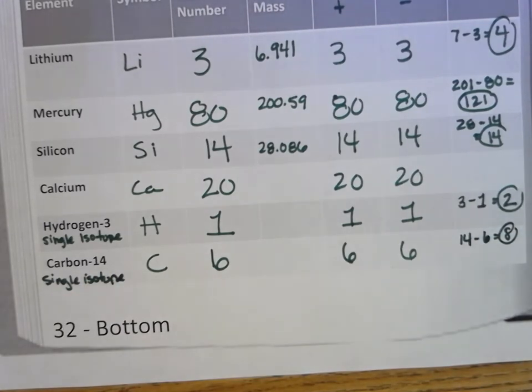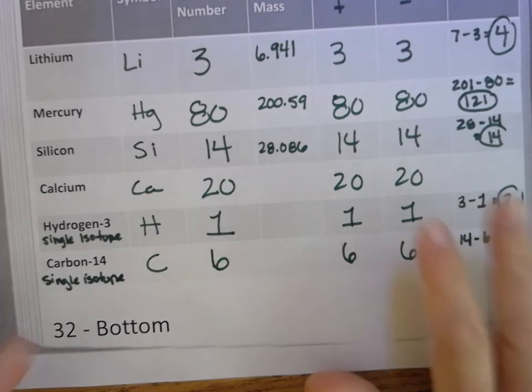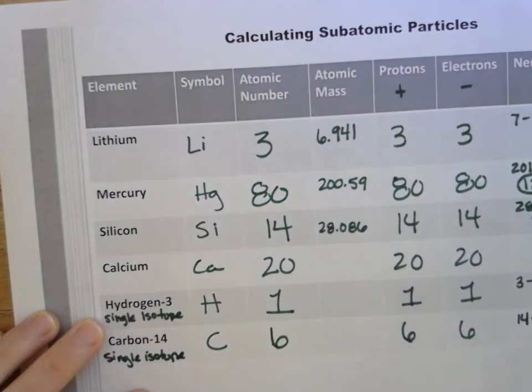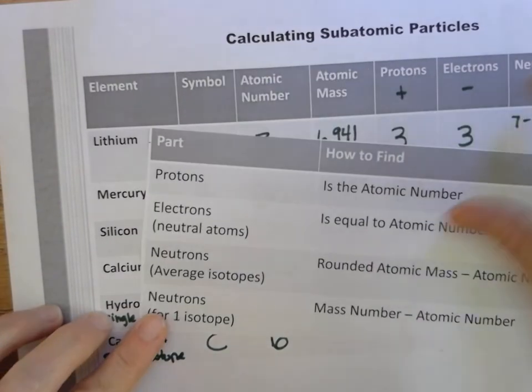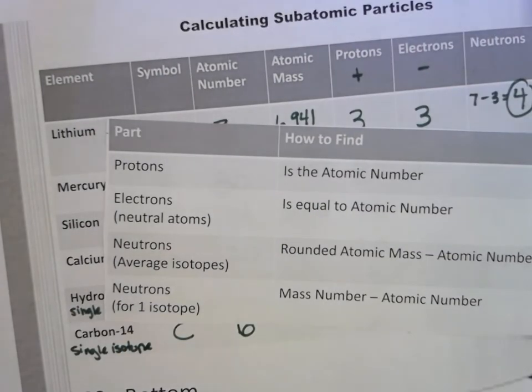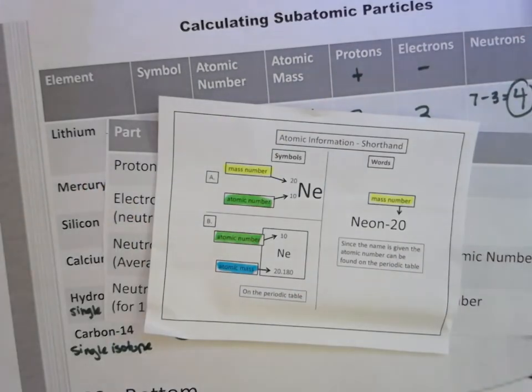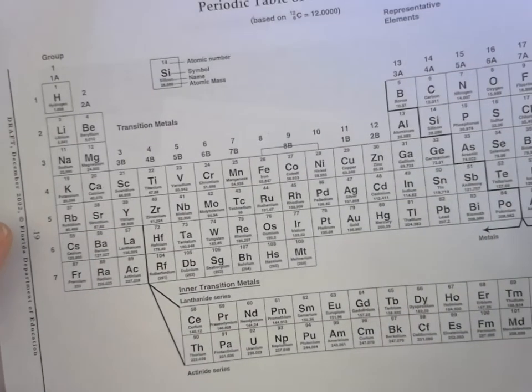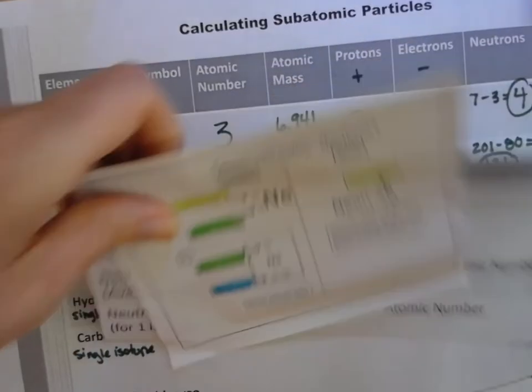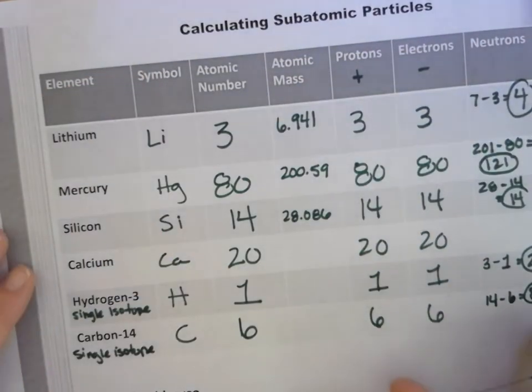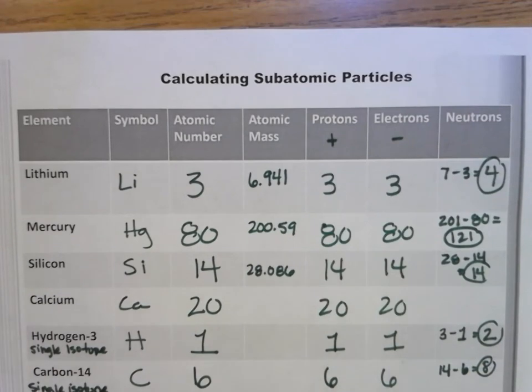All right. And that is how you calculate subatomic particles. You need to know how to use these particular vocabulary words that identify the types of subatomic particles. You need to know where they're located, and you need to use your periodic table. So there's lots of charts that you're going to refer back to on a regular basis in order to calculate subatomic particles.